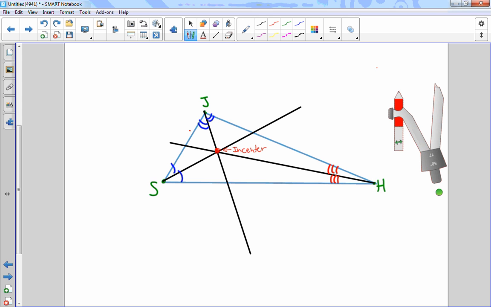So the first one I did was perpendicular bisectors. That's called the circumcenter. You'll see why this one's called the in-center here in just a second. Now the incenter, we're looking at how far away is this point from JH. What's the shortest distance to JH? Is the shortest distance going like this? Is the shortest distance going like this?